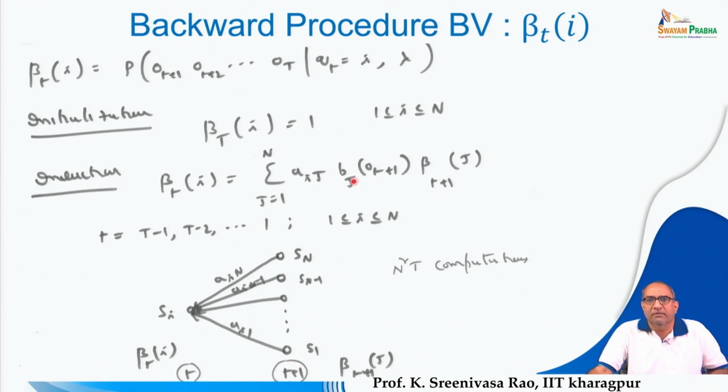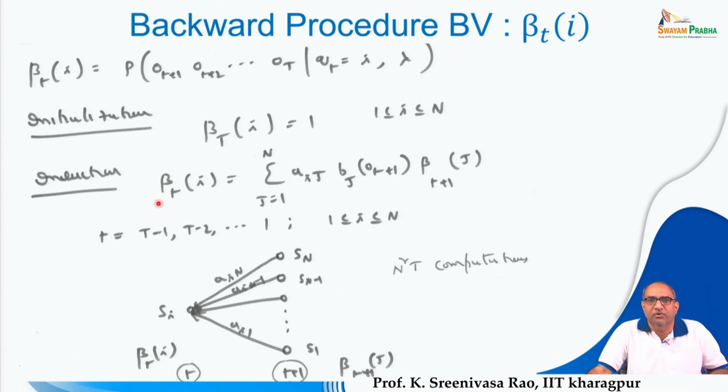Therefore, you can write bj of o t plus 1, where j may be 1 to n, multiplied by beta t plus 1 of j, which means that at time t plus 1 the system is in state j, and that j may be any one of the n states. So, it is the summation of the product of beta t plus 1 of j and bj of o t plus 1, and from j it reaches i. So the transition probabilities will be a i j, summed over j equals 1 to n.